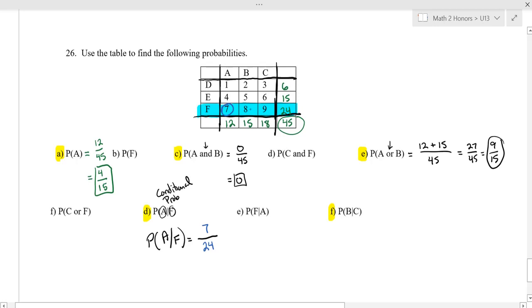So it's a little different type of notation. It's a different kind of probability. We call it conditional probability. Again, we say the probability of A given F would be 7 out of 24.